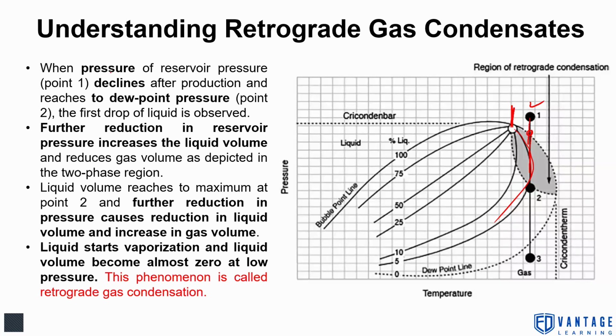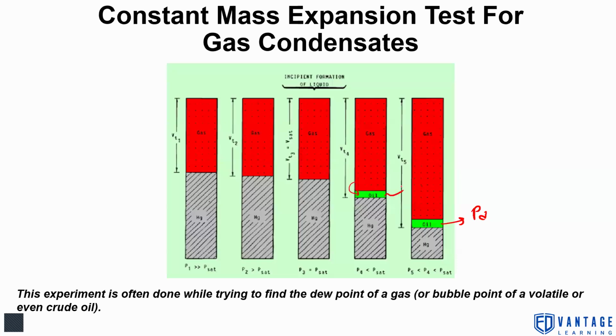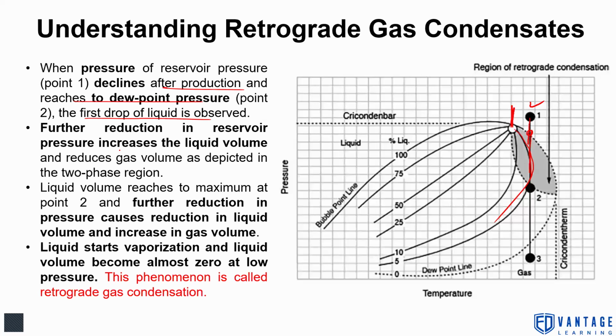Okay. When the pressure declines after production and reaches the dew point pressure, the first drop of liquid is observed, as it falls in the constant mass expansion test. The oil drops out of gas, which is the condensate. Further reduction in reservoir pressure increases the liquid volume and reduces gas volume, as depicted in the figure in the two-phase region. Liquid volume reaches maximum at point number 2. This is the point where it reaches maximum, and again liquid starts revaporizing into gas.